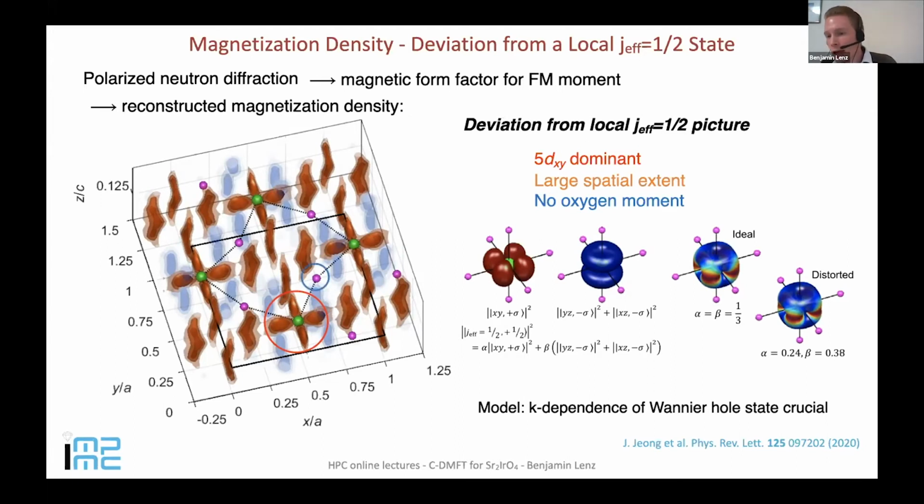You also don't see any oxygen moment, so no magnetization density around the oxygen atoms, and this orbital is very extended. So this means that you cannot really describe the magnetization density nicely with a local J-effective 1/2 state only, and this also means that you should go to multi-orbital models in order to incorporate these effects.